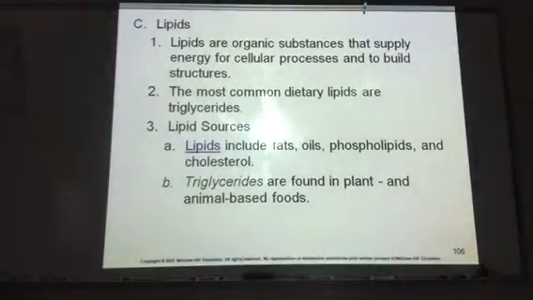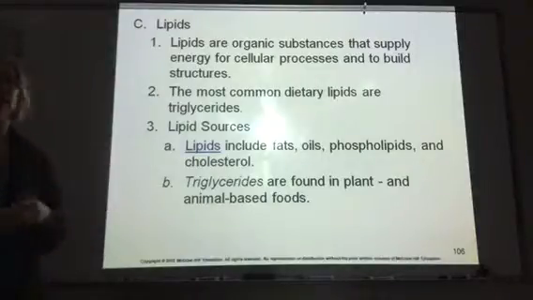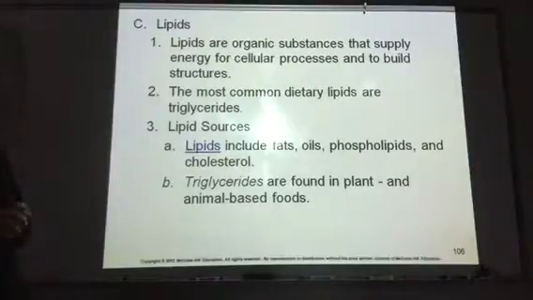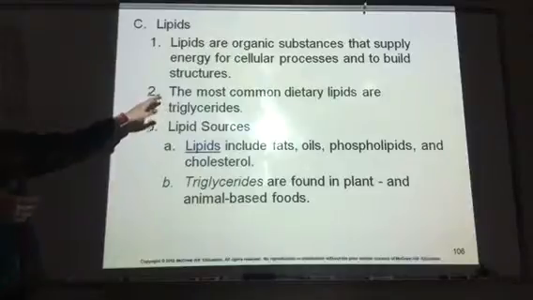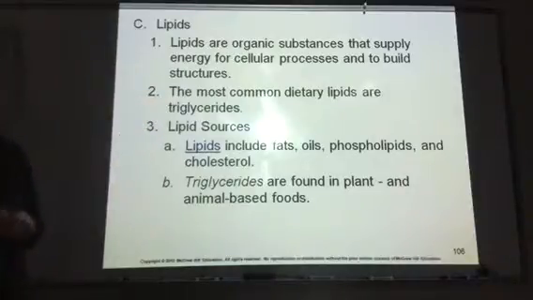Moving on to lipids, more of your fats. They're organic substances. They also supply energy, and they are needed to build tissues, like parts of your cell membrane, things like that. The most common dietary lipids are types of triglycerides. So triglyceride is a type of fat or lipid.